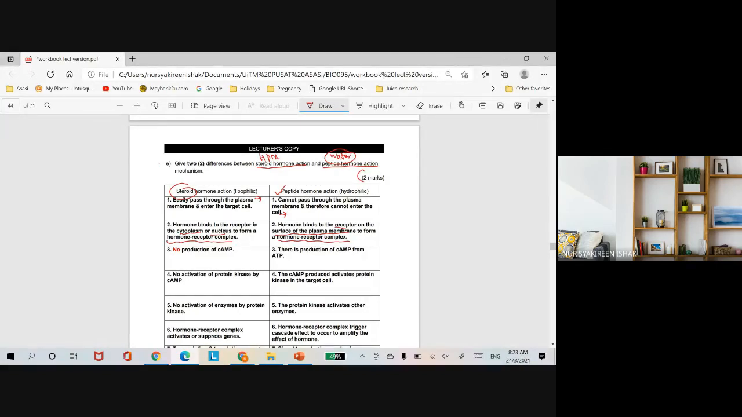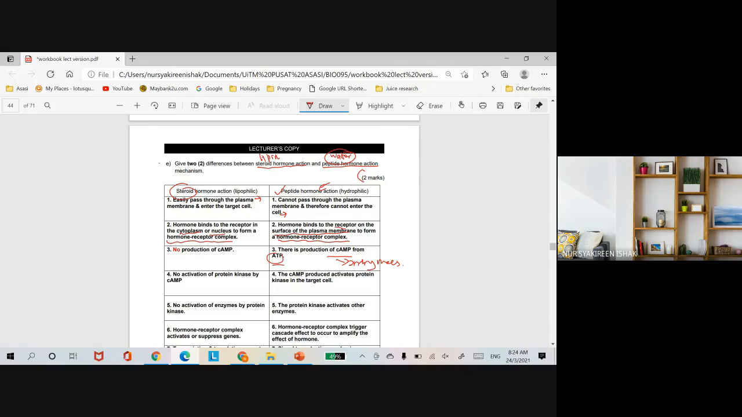Okay, so for peptide hormone, as the hormone binds to the receptor, it activates a series of reactions to occur inside the cell. It activates protein within the cell, such as, for example, it activates enzyme. Okay, so that we call a signal transduction. So in the process of it, it produces cAMP from ATP. So cAMP is secondary messenger. Okay, secondary messenger. For the hormone itself, it is the first messenger. Okay, hormone is first messenger.